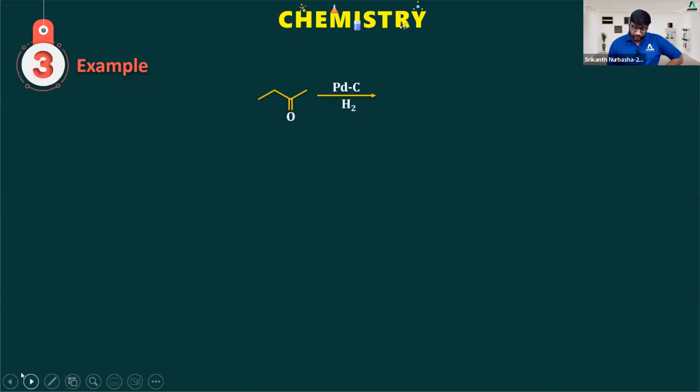Solve this question. CH3CH2C=O CH3, palladium in the presence of charcoal, H2. This H2 gas is now going to be added. Adsorption is going to happen here. The H2 gas is going to be added. That means the hydrogen is added to carbon as well as oxygen. You get CH3CH2CHOHCH3.